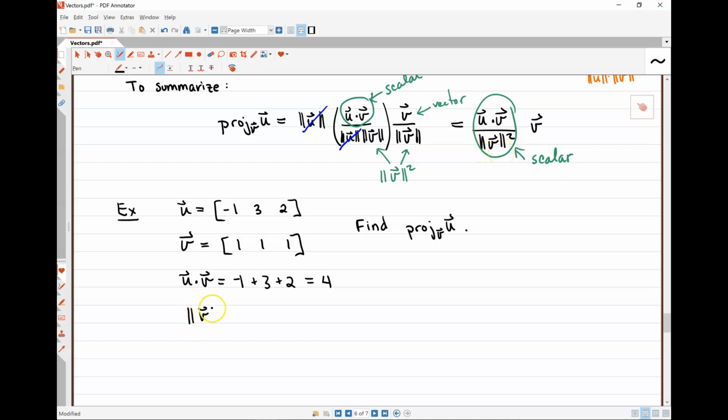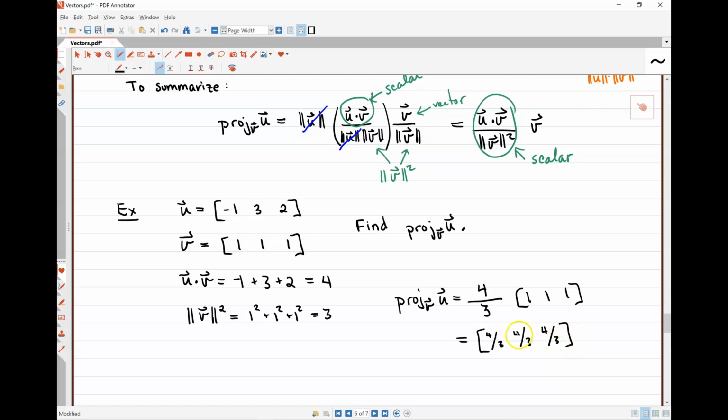And then we also need the length of v squared. The length of v is going to be a square root, but when we square it, that'll undo the square root. So this is just going to be 1 squared plus 1 squared plus 1 squared. So that's equal to 3. So now we can just use the formula and write down this vector projection. We've figured out already u dot v is 4, and the length of v squared is 3. And then our vector v is just 1, 1, 1. So if I really want to write this out, we've got 4/3, 4/3, 4/3.